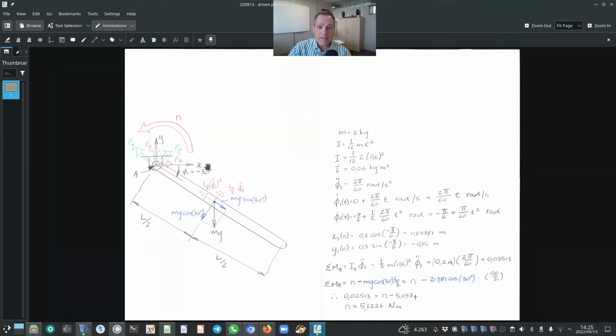The way that Newton-Raphson's algorithm works is we start with the positive x direction and we measure any orientation angle in a positive direction counterclockwise. So in this case the orientation is measured in a clockwise orientation, so that's why it's minus 30 degrees, or minus pi over 6 radians.